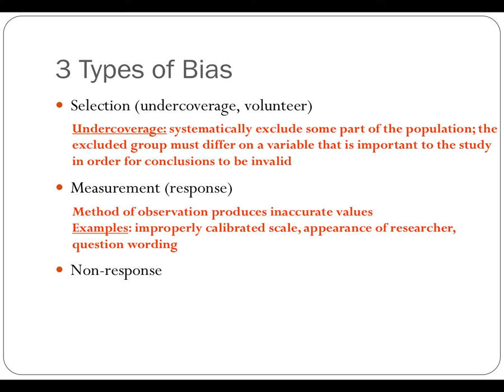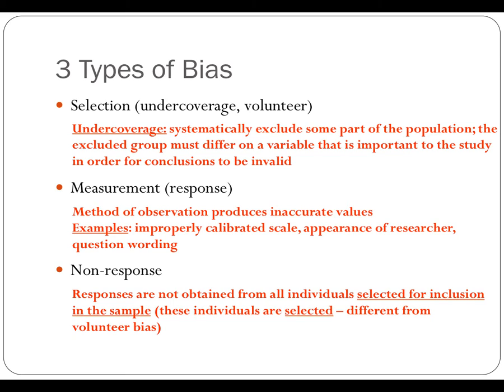Non-response bias is different from volunteer bias. Non-response bias is you select your sample and not everybody responds. So this generally happens when you're sending out surveys, like you're mailing them out. Some people are going to mail them back in and some people don't. That is not volunteer bias because you chose the sample. So you chose the sample, but some people did not respond.